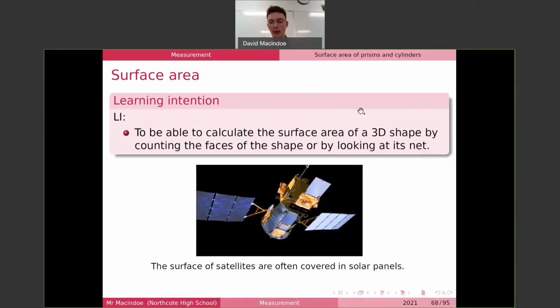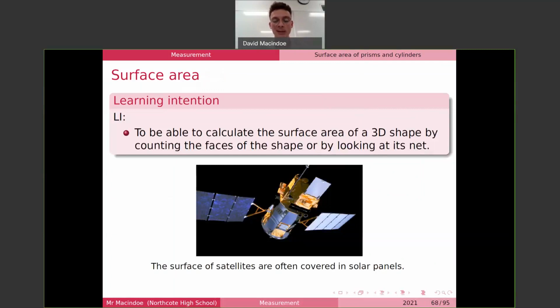In this lesson, we're looking at calculating surface area. So we're looking at 3D shapes and thinking about how much area would cover the outside of them. A good analogy is if I were to paint my 3D shape, how much paint would I need to cover all of that outside area, that surface area?